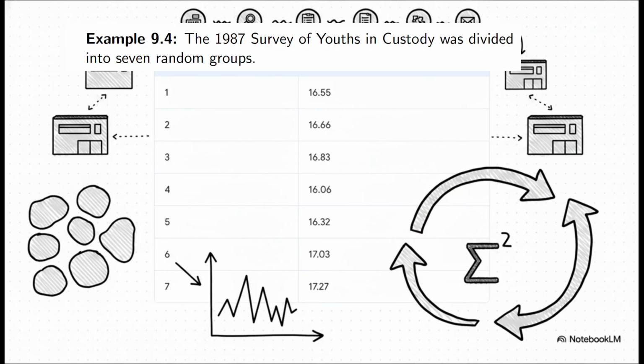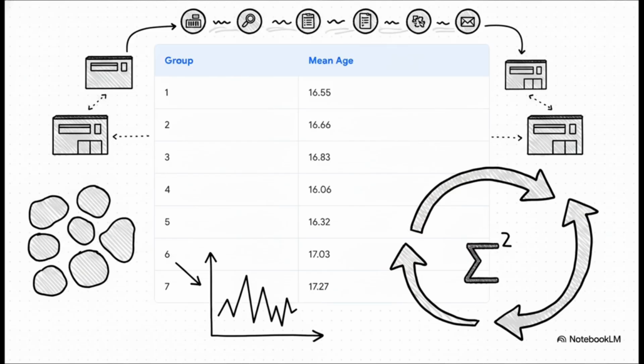And if we check out the results, the estimate of the mean age fluctuates across these 7 pseudorandom groups. It drops down to 16.06 in group 4 and jumps all the way up to 17.27 in group 7. And honestly, this is exactly what we want to see. We need this natural sampling variability to give us the data required to calculate our variance.